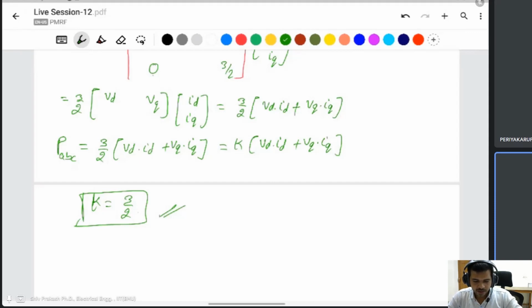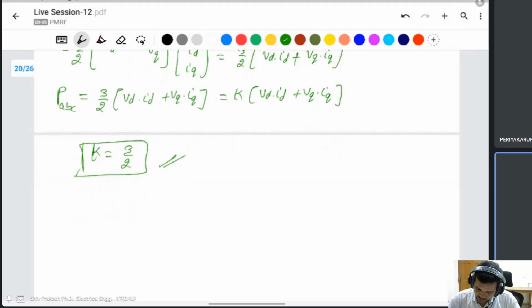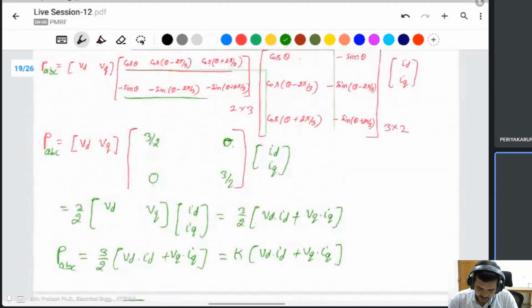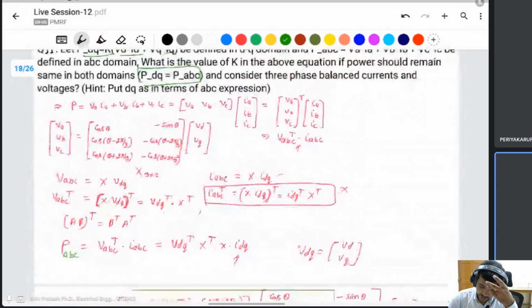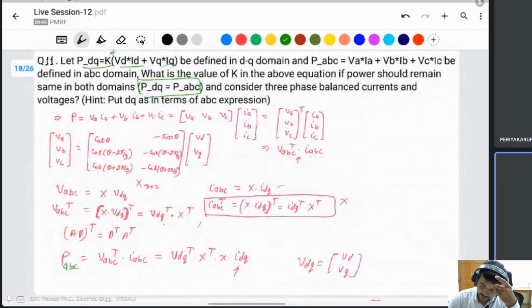Okay. Okay, I am starting. Want to be stopping here only. To the class. The three-phase power equivalent of DQ. PA, PB, and PC.